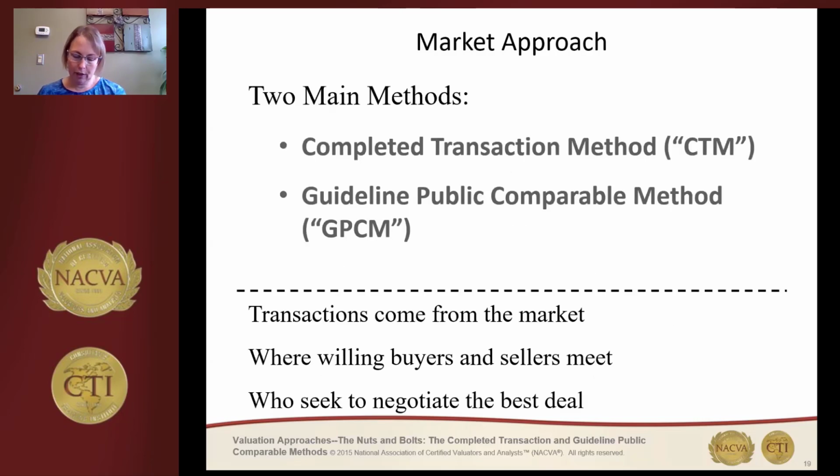So now we're going to look at the market approach. Two main methods of looking at the market approach: the completed transaction method, CTM, and the guideline public comparable method, GPCM. We talked about this, I'm sure you talked about this probably in day one. There's the asset approach, the income approach, and the market approach. And then under each of these approaches, there are different methods that can be used.